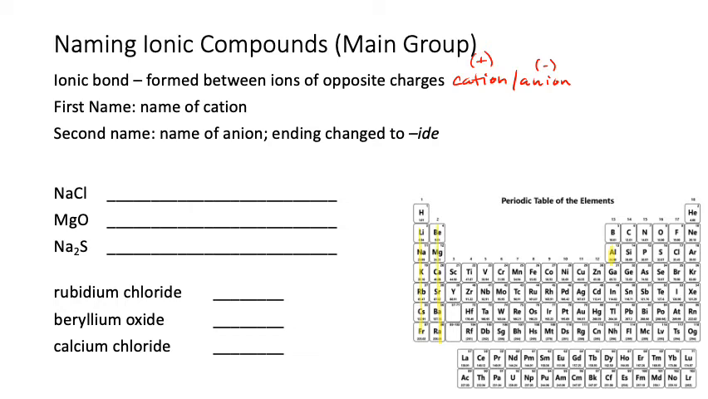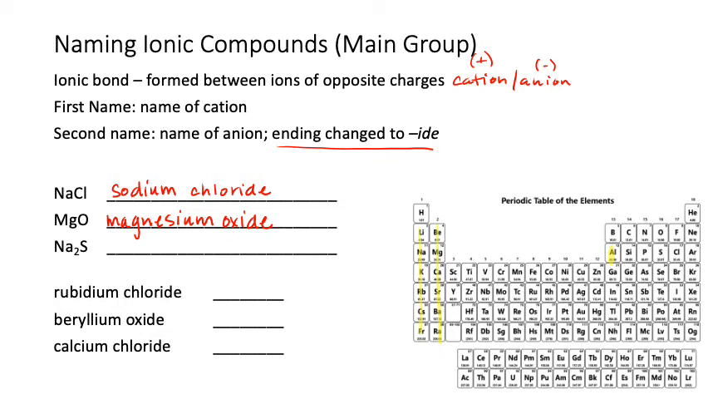For instance, the first one, we have Na and Cl. Na is sodium, and Cl is chlorine. So instead of writing sodium chlorine, we change the ending of that name to IDE, so that would be sodium chloride. For the second one, Mg is magnesium, and then O is, of course, oxygen. So we're going to change oxygen to oxide.